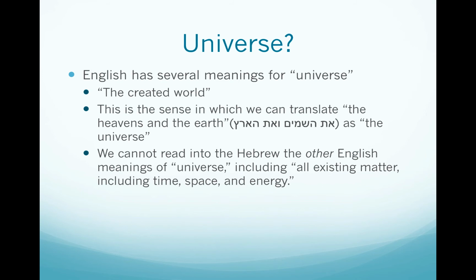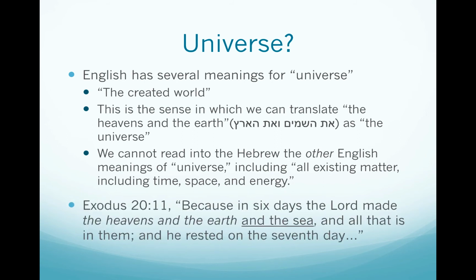You can't read modern meanings, current meanings, particularly scientific meanings, back into Hebrew words, because we're translating based on a very narrow semantic meaning. And let me prove it to you. This is just one place that you could go, because again, I'm kind of slapping this together quickly, but it doesn't take long to put something like this together. Exodus 20, verse 11. This is just how they use the phrase the heavens and the earth.